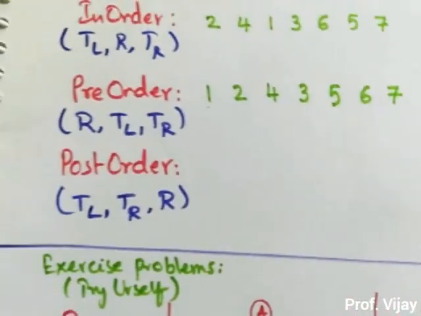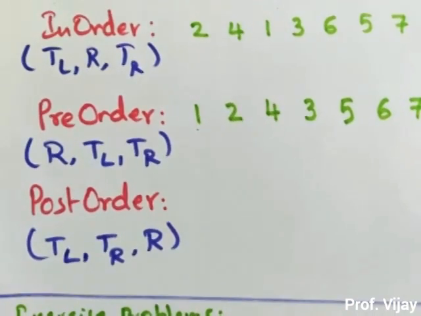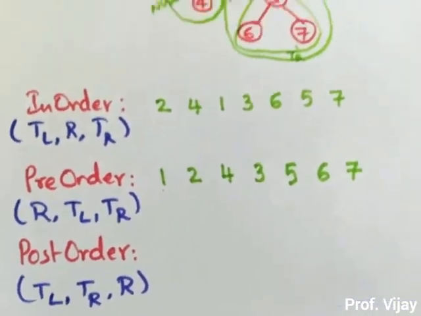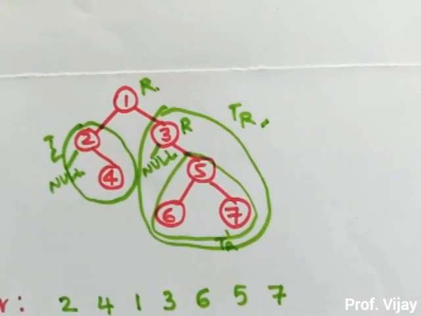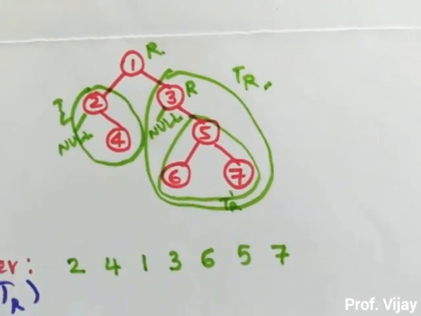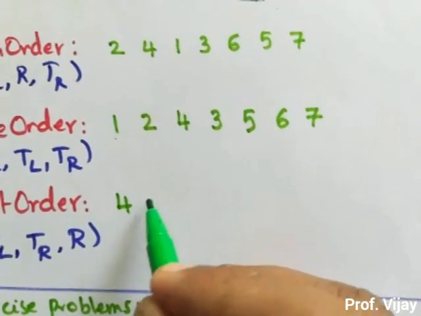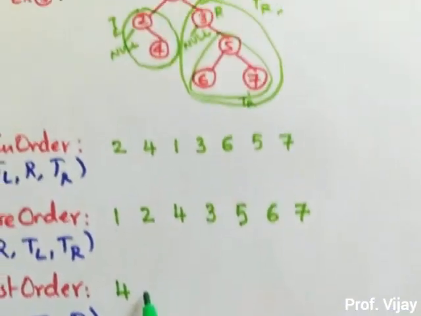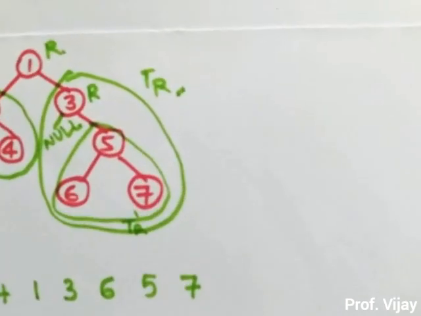Now we will discuss the post-order traversal. The post-order visiting order is TL, TR, and root. In TL, what do we have? We have 2 and 4. In 2 and 4, again TL is null, TR is 4, root is 2.